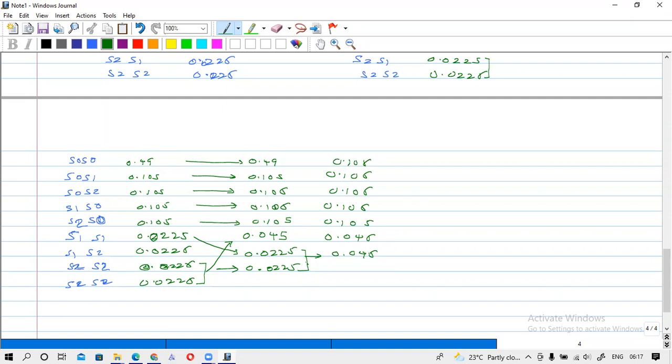So if I am doing any mistake, please ask. I'm just doing it. If I'm doing any mistake, you can ask. Then we have got these two. So we will get 0.01.